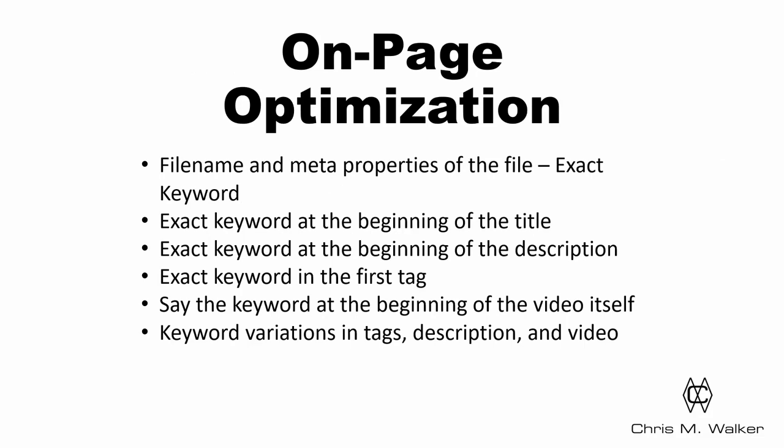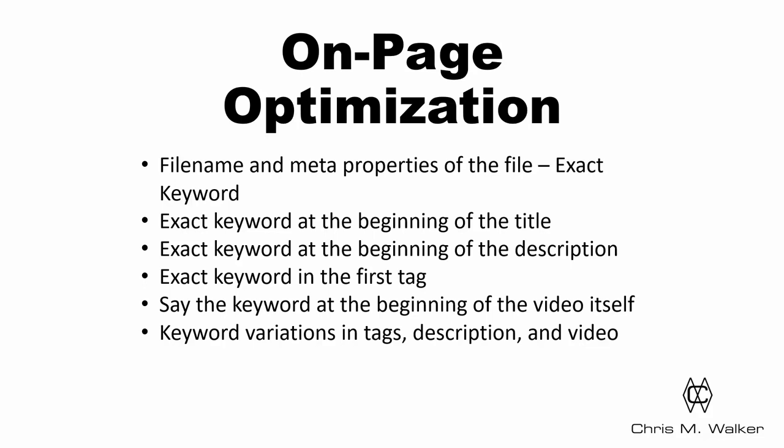So the first thing we want to talk about is on-page optimization. Like I said, this is something different than it is for a web page. And there's a few things that you need to really consider, and it's really not, in my opinion, as hard as doing it for a website. The first thing you want to do is record your video and then make the actual physical file name of the video the exact keyword you want to rank for. So if you're looking to rank for how to do SEO, you would make sure that the file name is how to do SEO.